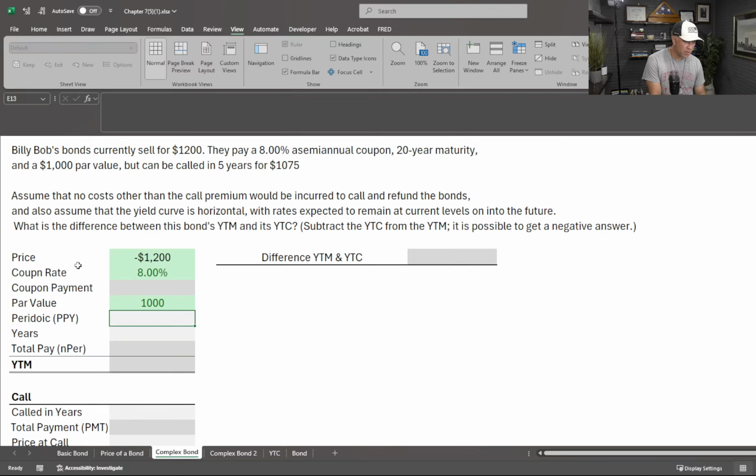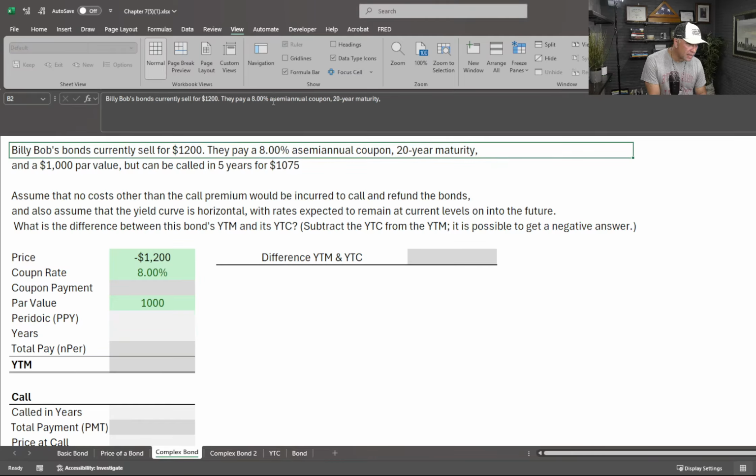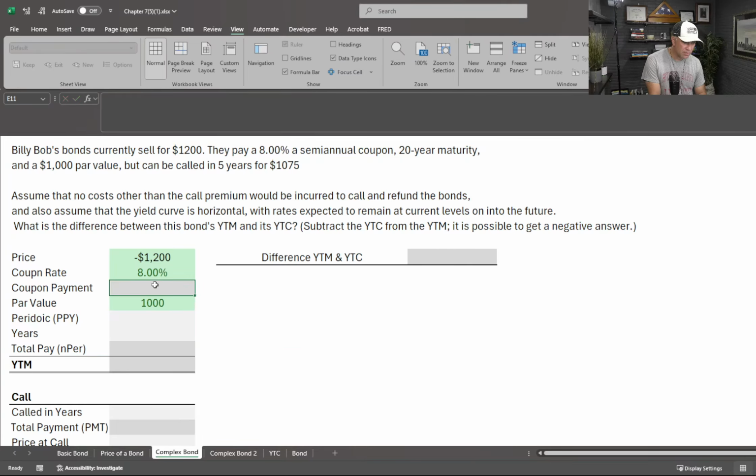Periodic payments per year. I forgot what I wrote there. So say semi-annual. I'm going to correct that. A semi-annual coupon payment, so periodic payments will be 2. 20 years. The total number of payments would be 40, right? 20 times 2.